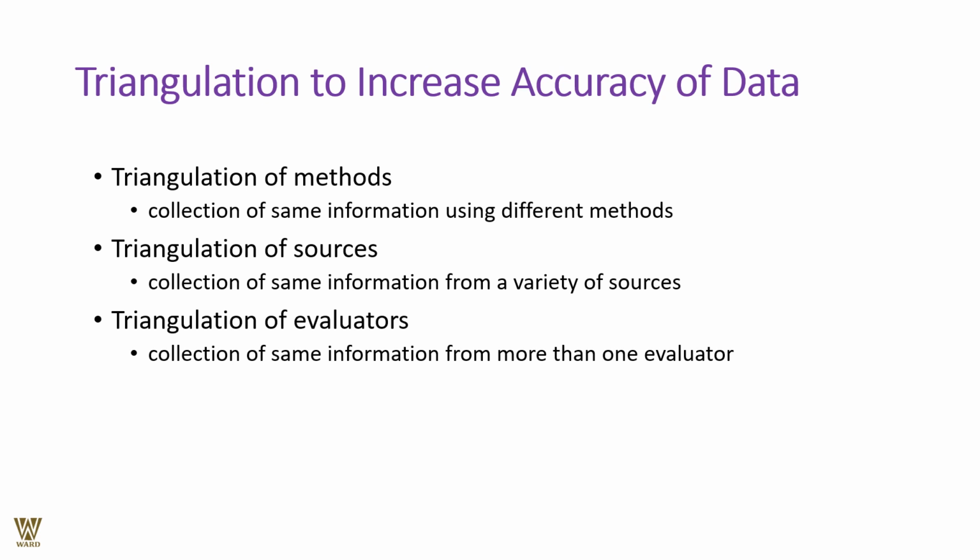Now, what are methods? It is when you are collecting the same data using different methods, so something from interviews, something from files, something from secondary sources, whereas triangulation of sources is collecting the same information but from different sources. Let's say the customer satisfaction from the customer's point of view, from the employee's point of view, from the vendor's point of view, from the stakeholders' point of view, from the government's point of view. So you have triangulation of sources.